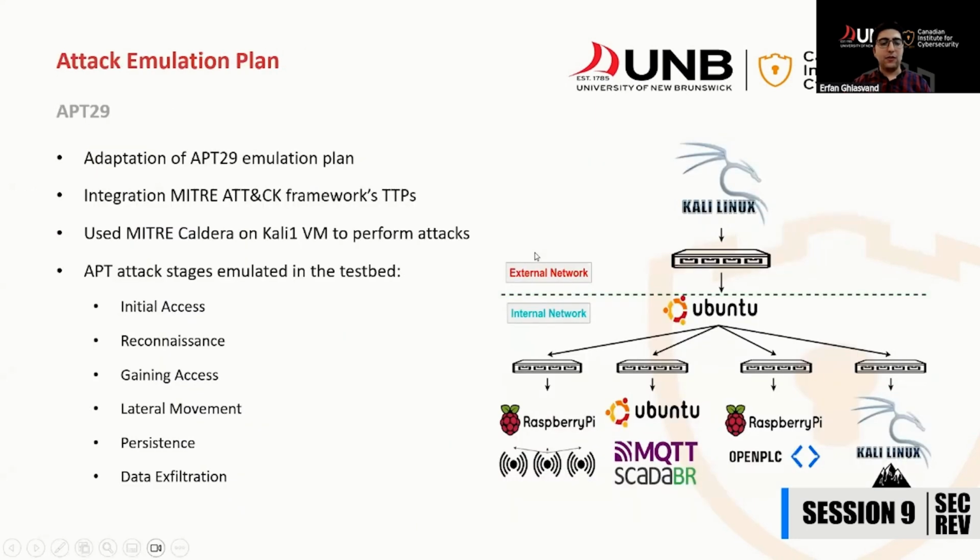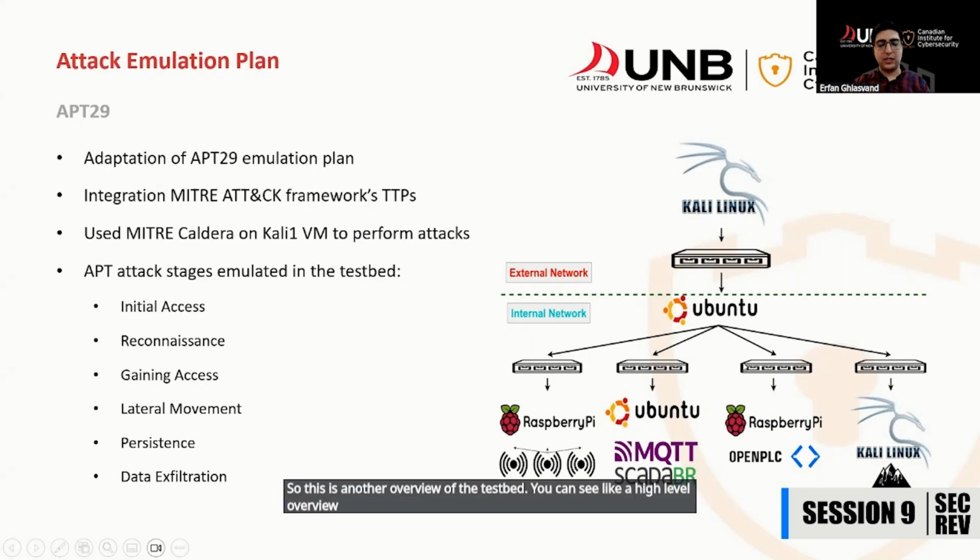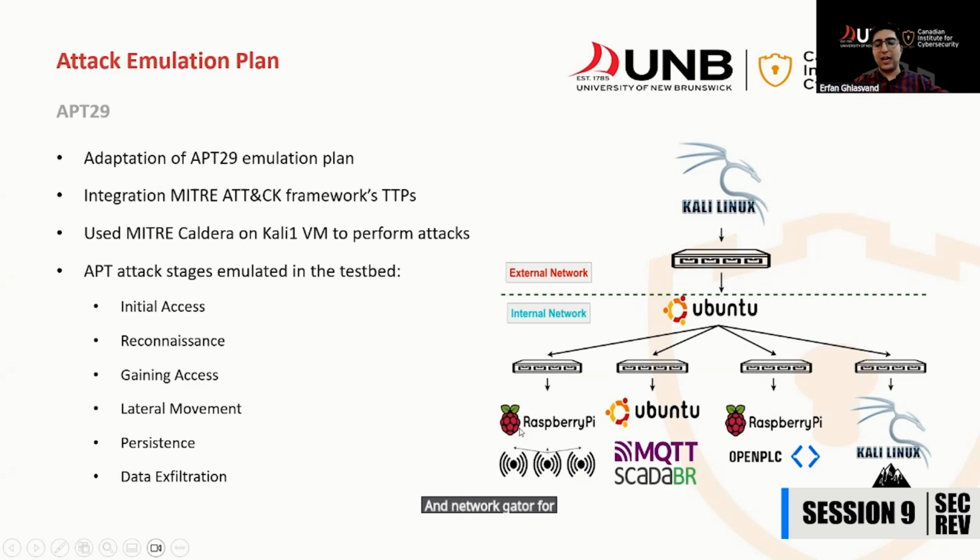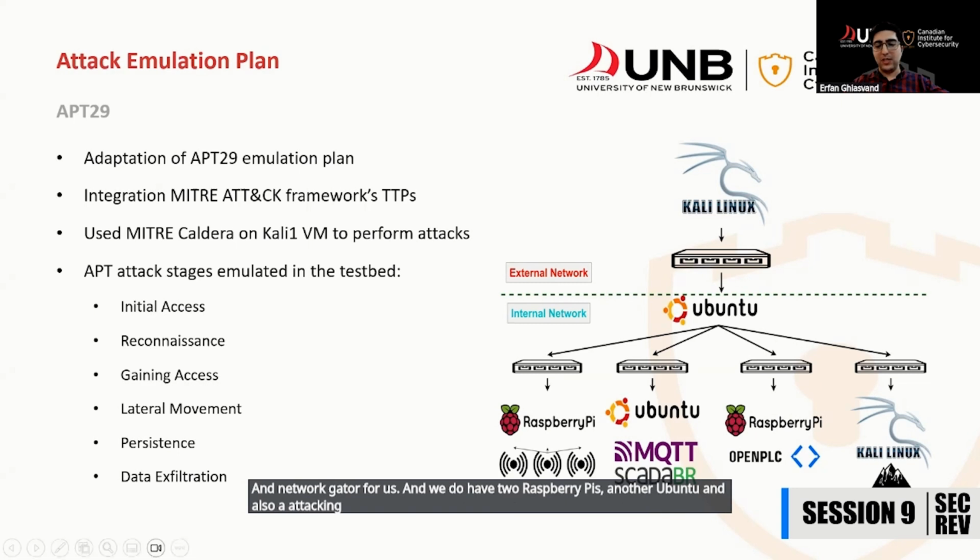So this is another overview of the testbed. You can see a high-level overview of the testbed and how these things are connected. As I said, VM number 1 is an Ubuntu machine that works as a network gateway for us. And we have two Raspberry Pis, another Ubuntu machine, and also an attacking virtual machine from inside and outside.